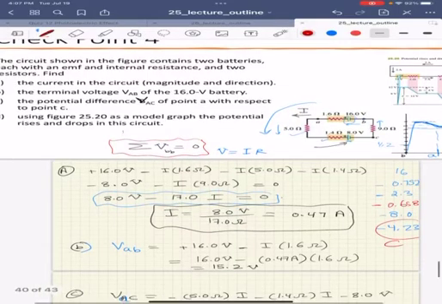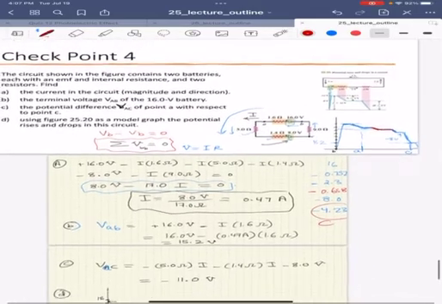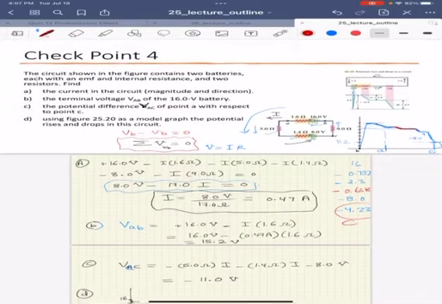When I go through the circuit from B to B, VBB is going to be VB minus VB, which equals 0. When I return to the same point, I have 0. Going all the way around any circuit is going to be the same.